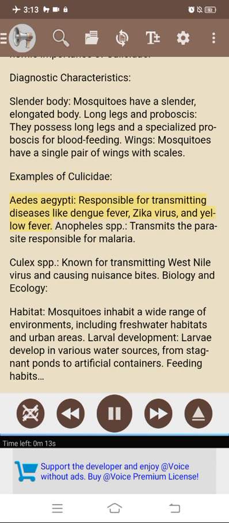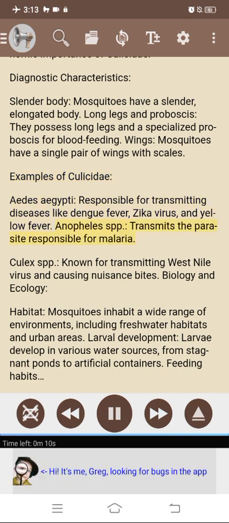Examples of Culicidae. Aedes aegypti, responsible for transmitting diseases like dengue fever, Zika virus, and yellow fever. Anopheles spp., transmits the parasite responsible for malaria. Culex spp., known for transmitting West Nile virus and causing nuisance bites. Biology and ecology. Habitat. Mosquitoes inhabit a wide range of environments, including freshwater habitats and urban areas. Larval development. Larvae develop in various water sources, from stagnant ponds to artificial containers. Feeding habits.